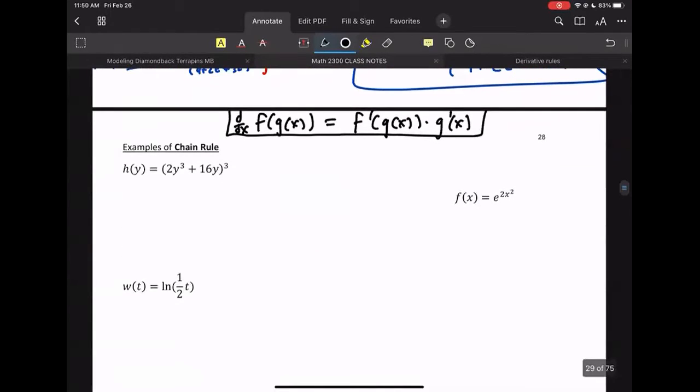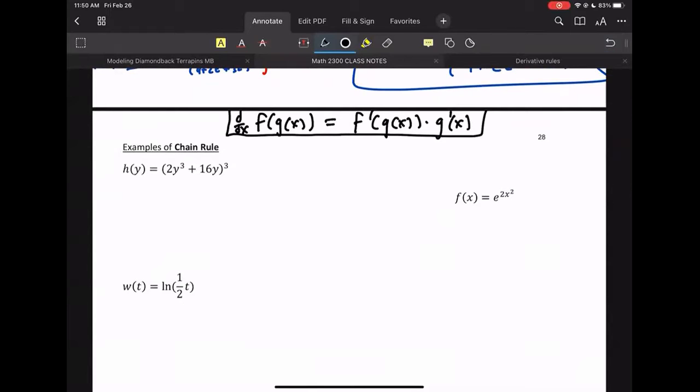Just look at the three there on the page, right? The first one is an x cubed, and there's another polynomial inside it. This one here is an e to the x with the 2x squared in it. This one is a natural log with a 1/2 t inside of it, right? So we're trying to identify what's inside what. I'm just going to do one example, and we'll pick up with this next week.